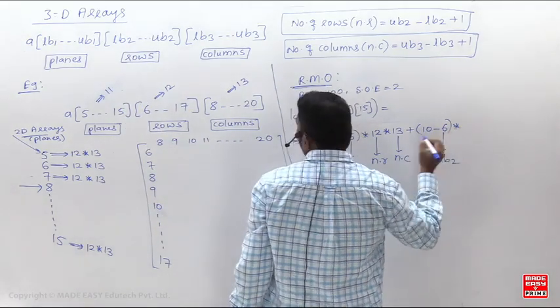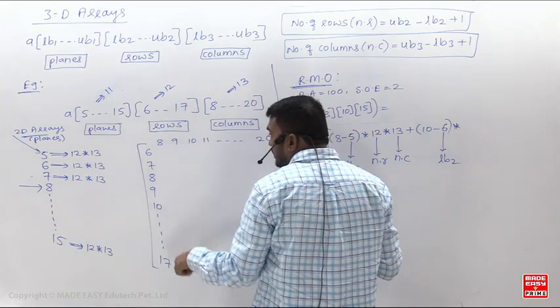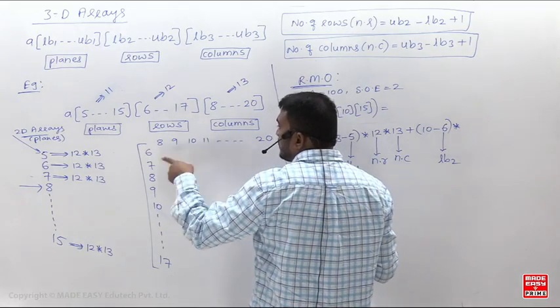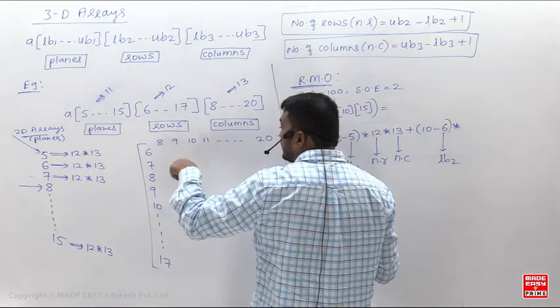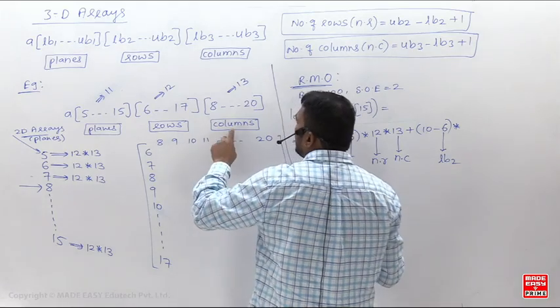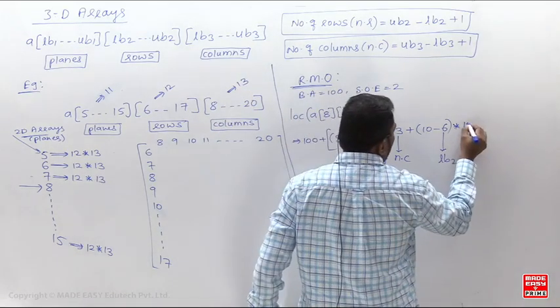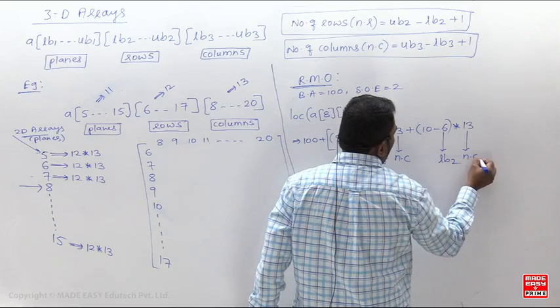And every row is having how many elements? Number of columns. How many columns? 13. So that is 13, which is the number of columns.